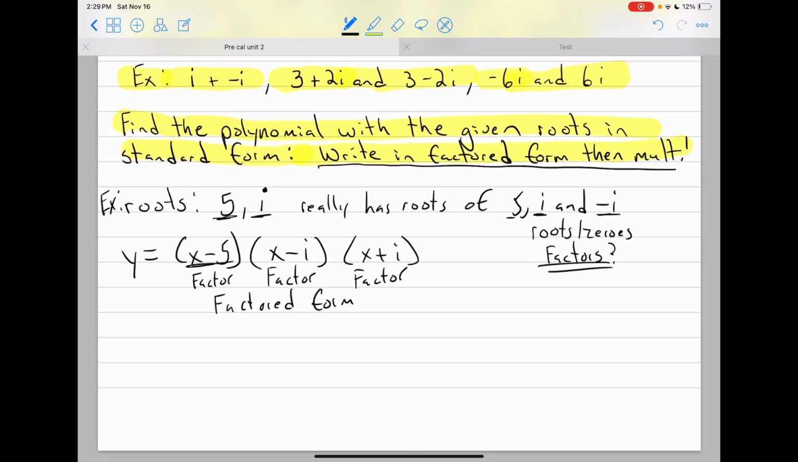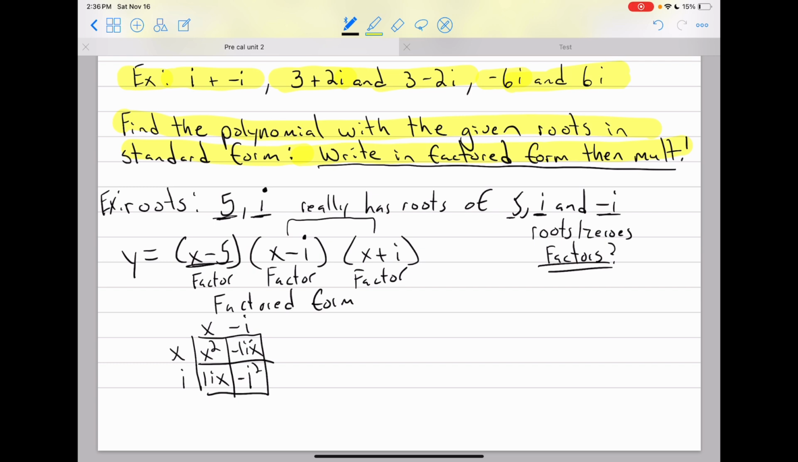But I gotta put this in standard form. Let's go ahead and multiply these right here. What I'm gonna do is multiply the factors with the conjugate pairs. I'm gonna do those together because they're gonna work out nice and pretty. So I look at this and I say, okay, x plus i, x minus i, that's x squared, minus 1i x, plus 1i x, and i times negative i is negative i squared.